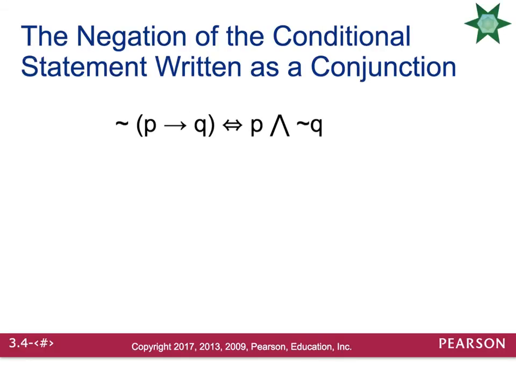Okay, the negation of a conditional statement can also be written as a conjunction. So notice if you have a conditional statement in a set of parentheses with a negation symbol out front, you can write that as a conjunction, which is an and statement. So when you do this, the antecedent will not be negated. The conditional statement will now be an and, or a conjunction, and the consequent will be negated.